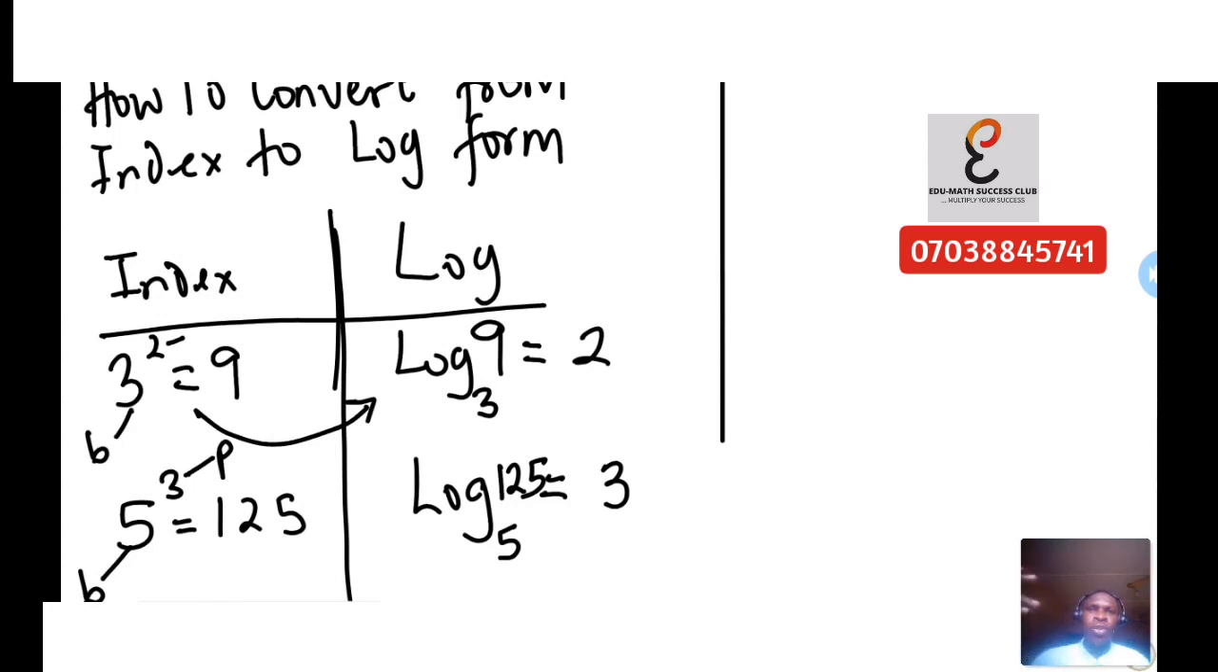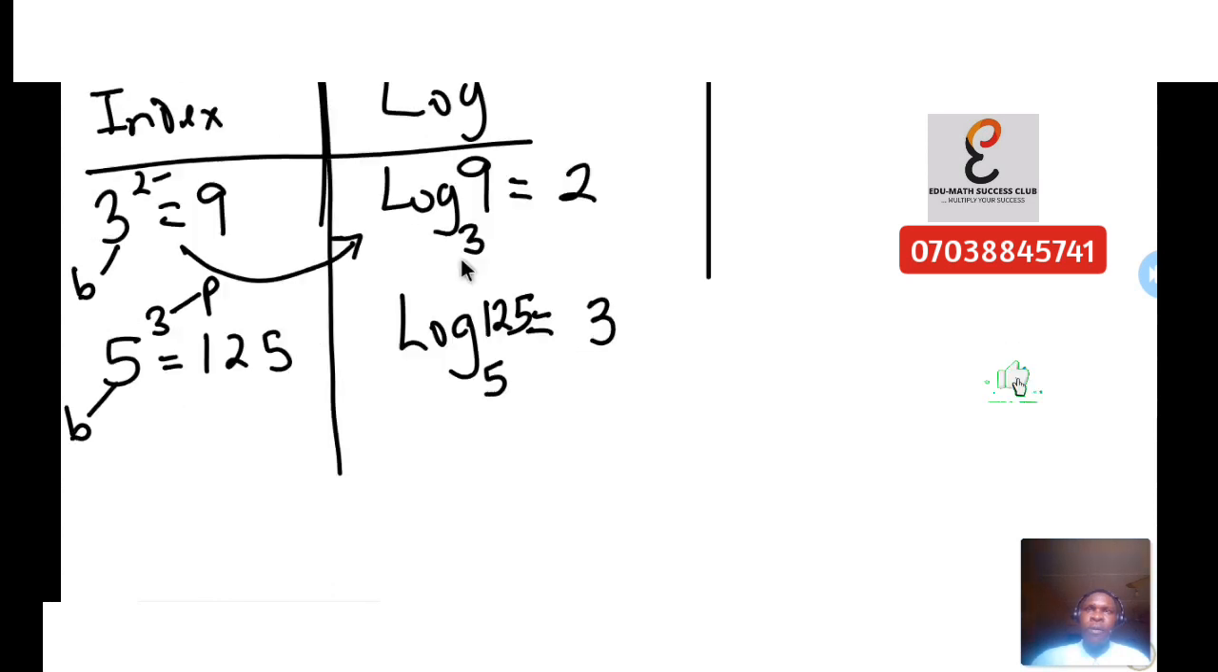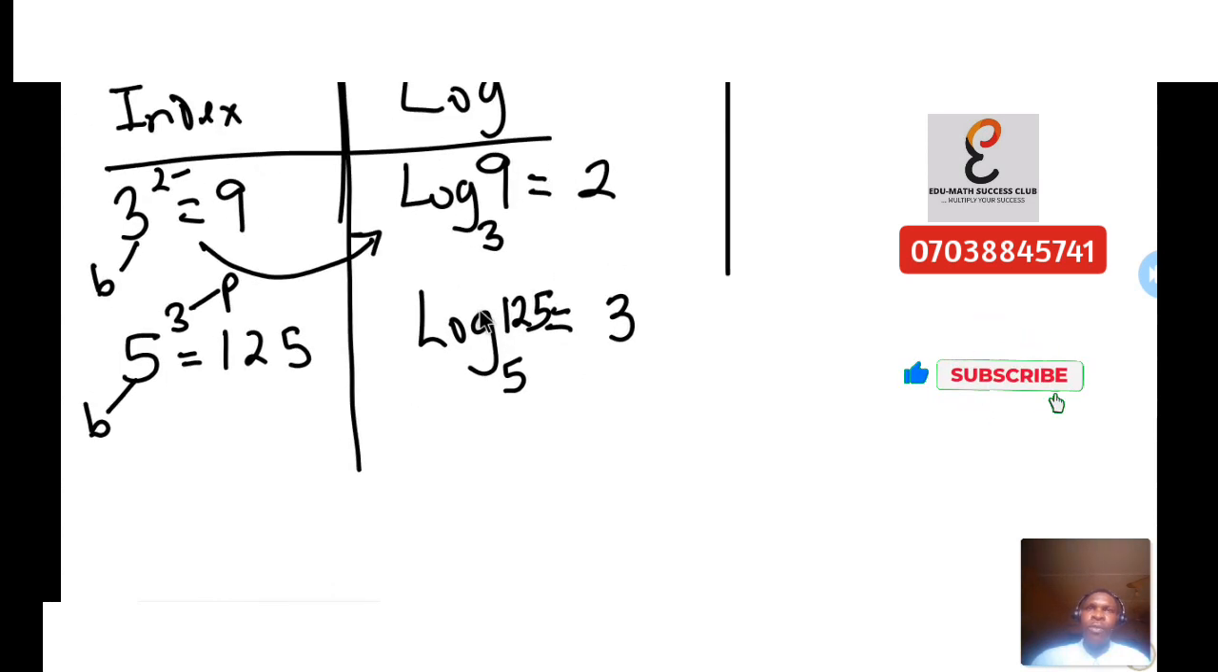Now you can also reverse this process. You can move from the log form to the index form. This is how you do it. Very, very simple.